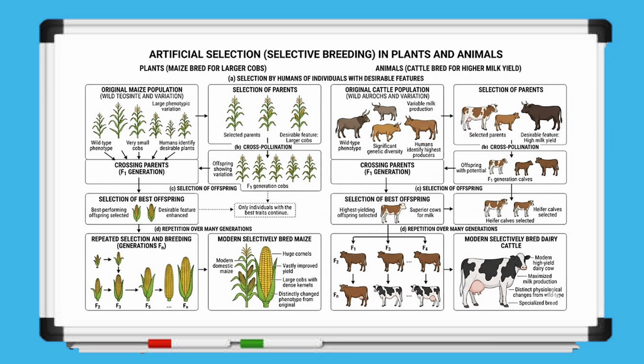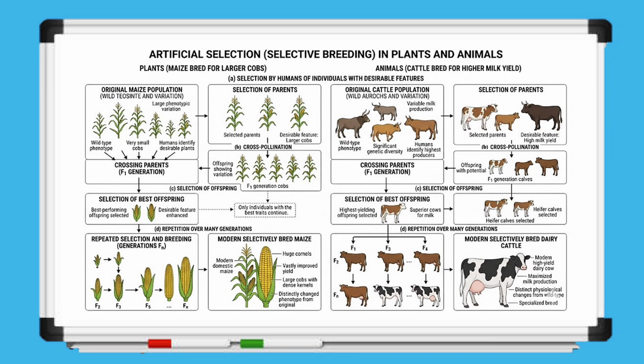From the offspring, known as the F1 generation, individuals showing the best traits are selected. These selected offspring are then bred again. This process is repeated over many generations, where only the best individuals are chosen each time. Over time, this repeated selection leads to modern selectively bred maize with very large cobs and a much higher yield compared to the original wild plants.